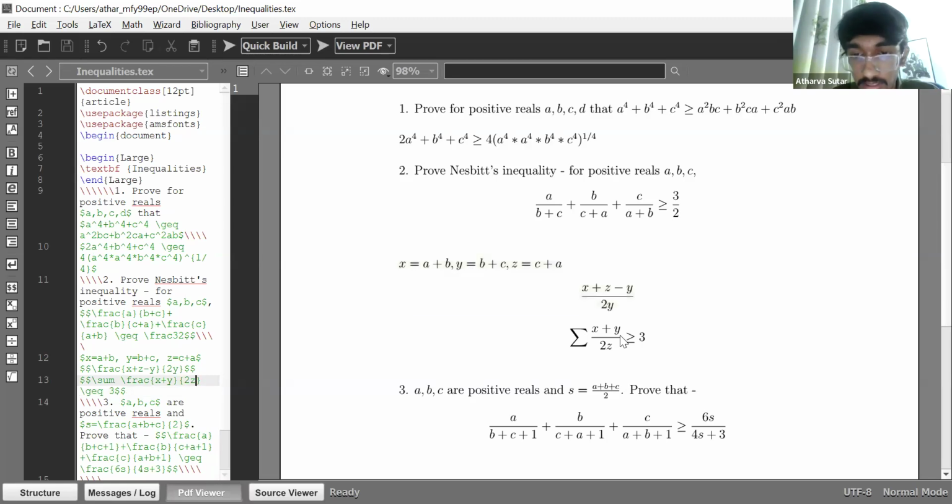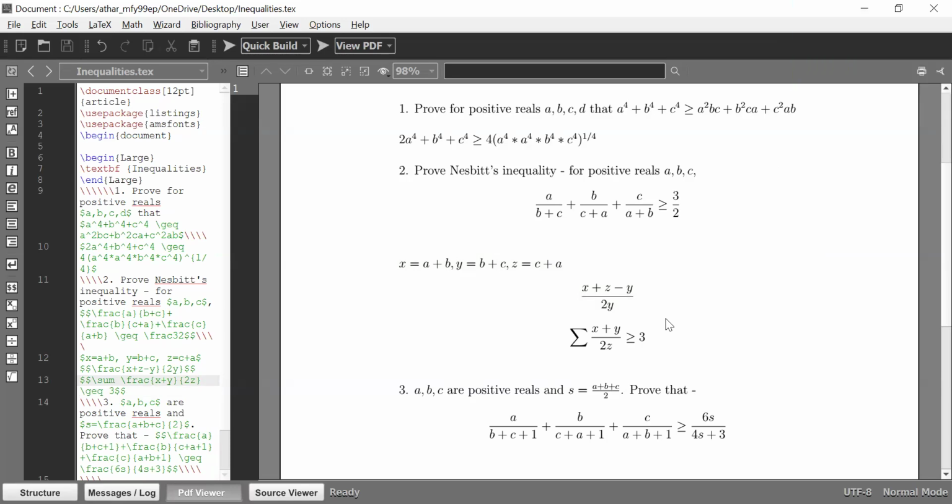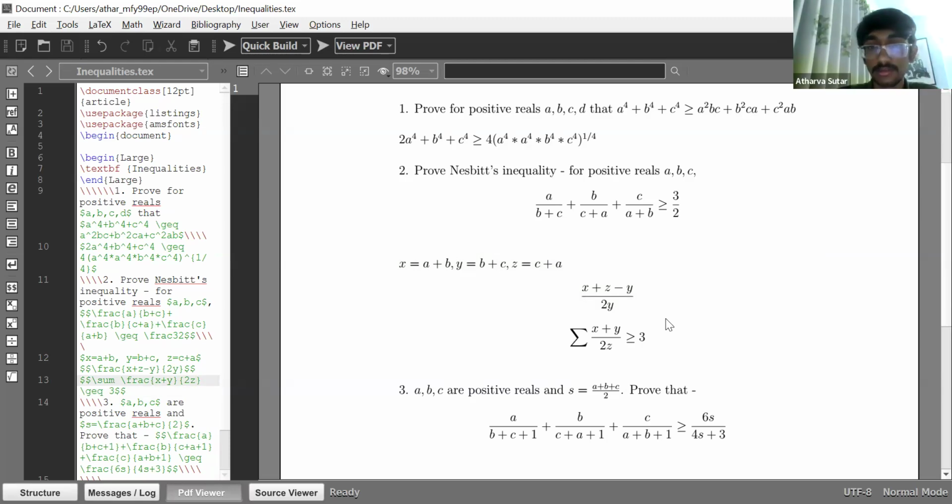And this can be easily proved using AM-GM. Just transpose the denominators to the RHS and use AM-GM. I think we also can use rearrangement. We can let a greater than or equal to b greater than or equal to c, and then use the rearrangement inequality. Yeah, that also works.